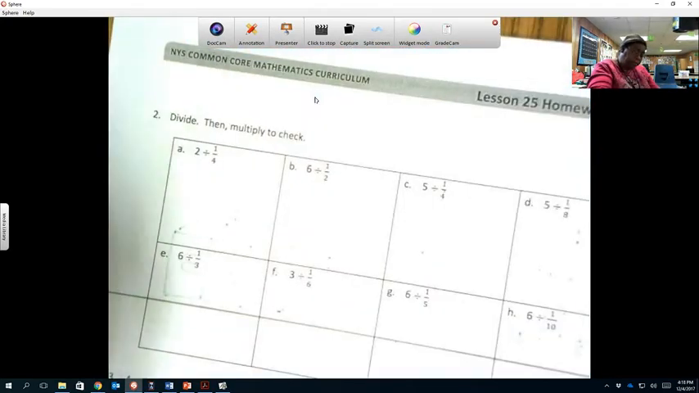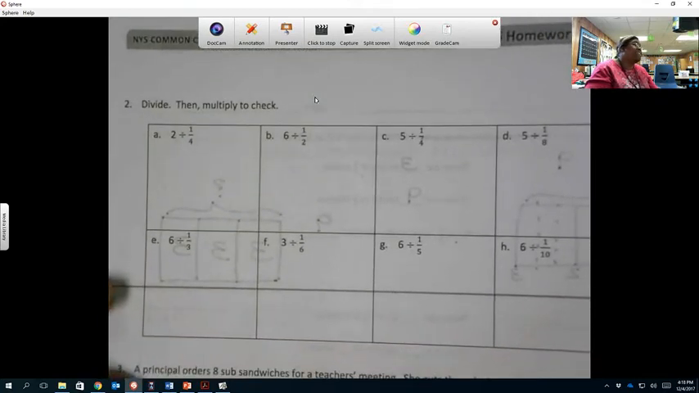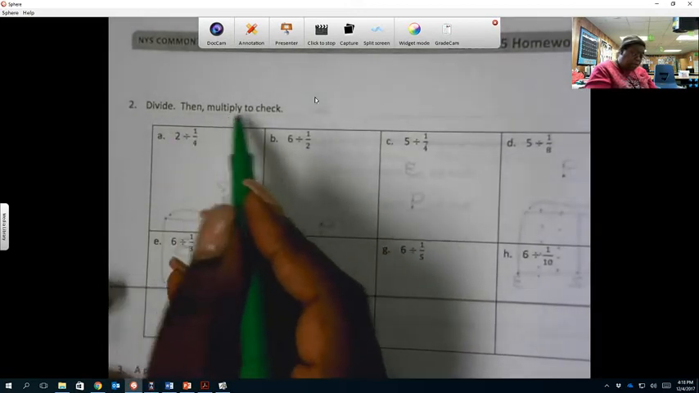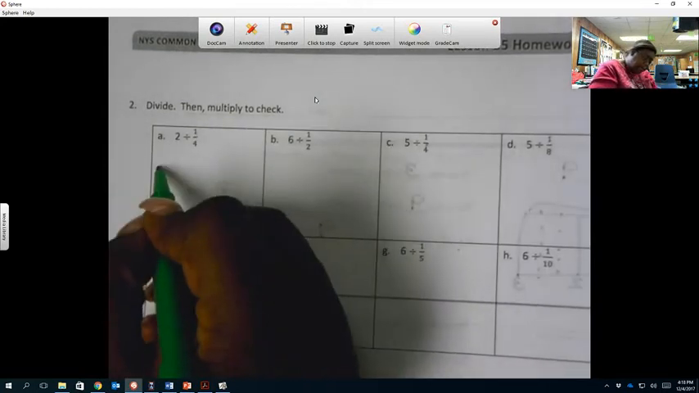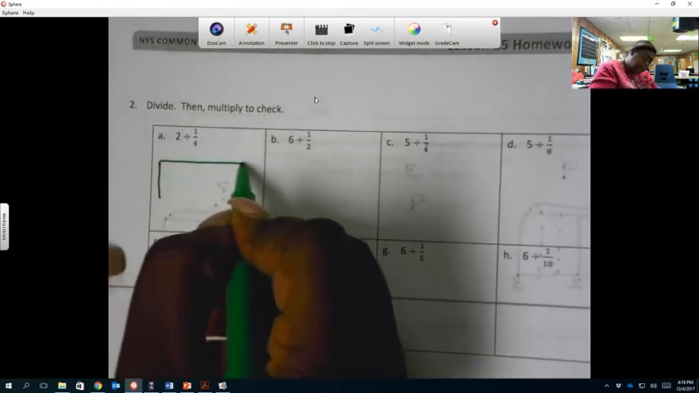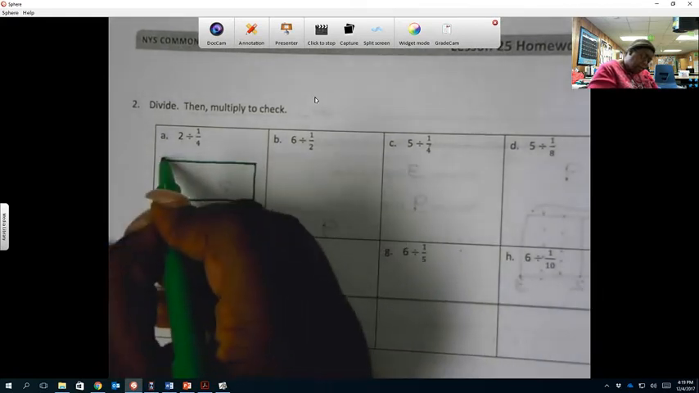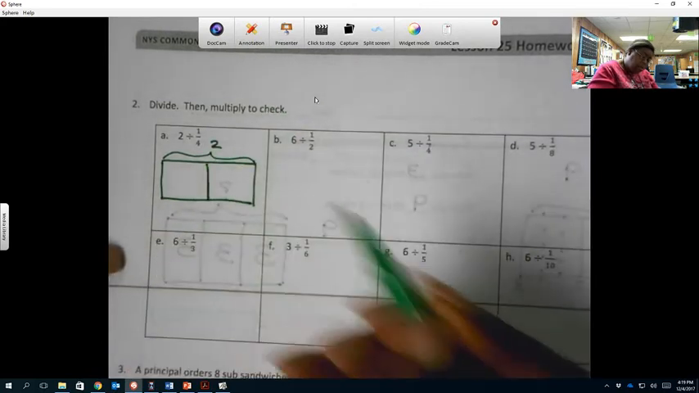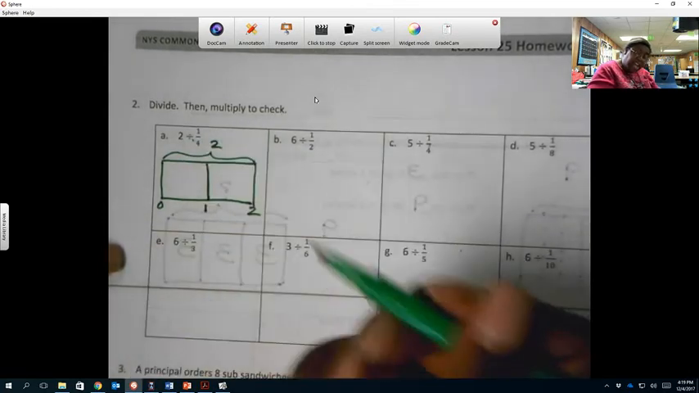All right, let's flip over to the back. All right, I'm going to do letter A. It says divide, then multiply to check. So I'm going to draw my tape diagram to divide. My whole is 2. I'm going to divide it into wholes. So here's one whole, and here's 2 wholes. And it says divide this into fourths.